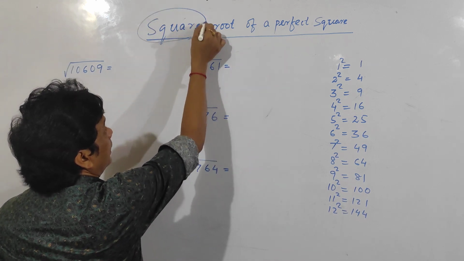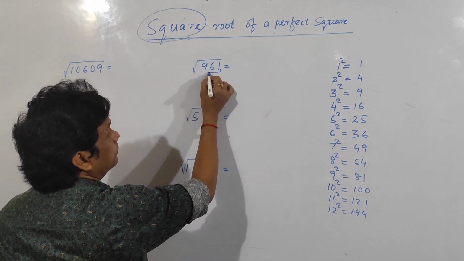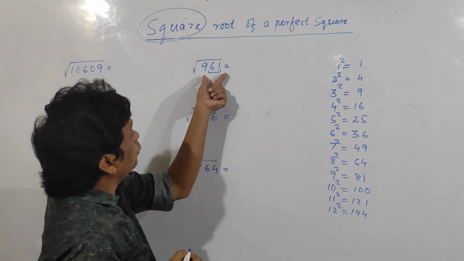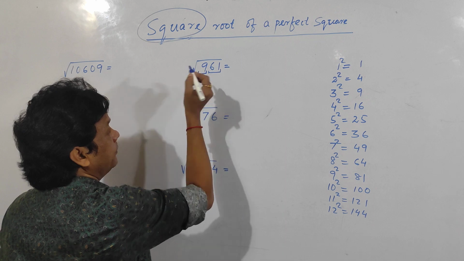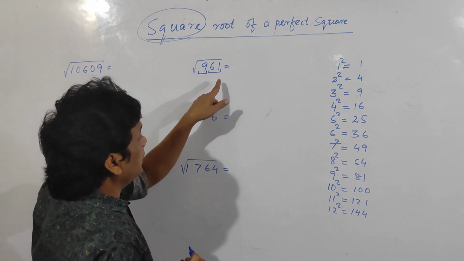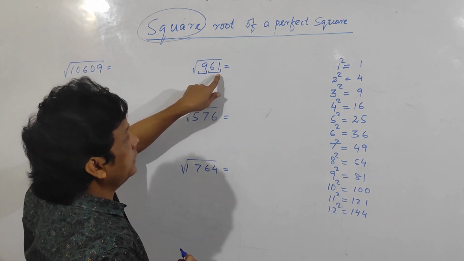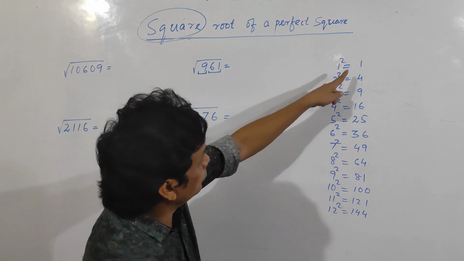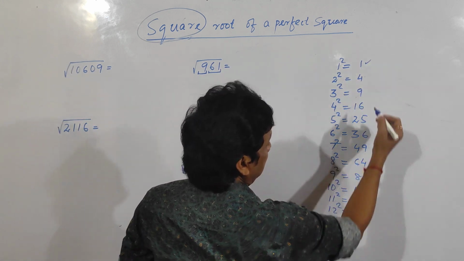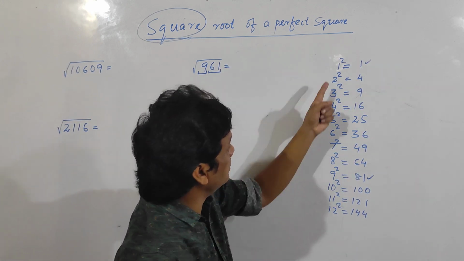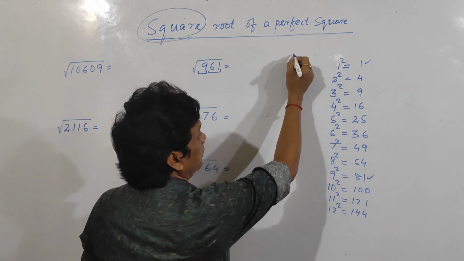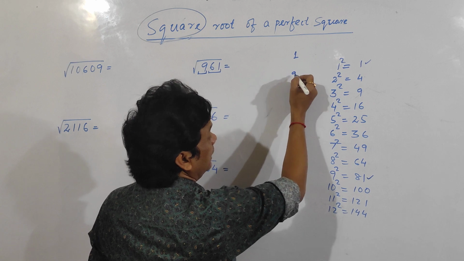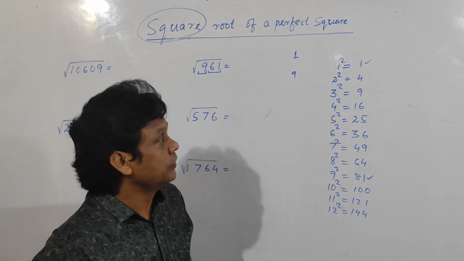Now, since you have to find out the square root of a number, take two digits from the right and keep the rest of the digits separate. And here see the unit place. The unit place digit is 1. So the possible cases are 1 here and 9 here. That means 1 square is 1 and 9 square is 81. So there is the possibility of getting 1 or 9 in the unit place.